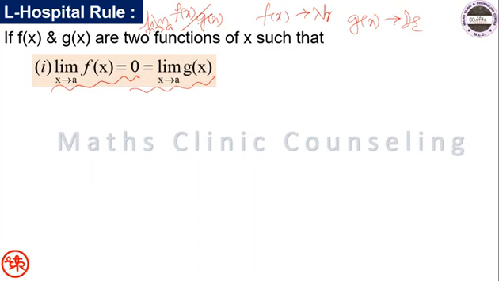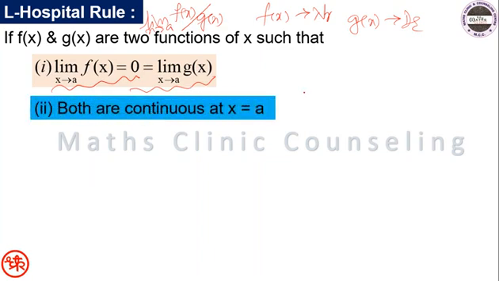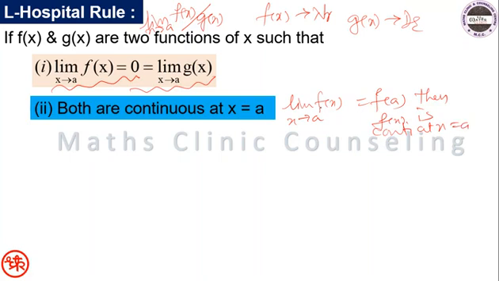The second condition is that both functions f of x and g of x are continuous at x equal to a. What do you mean by continuity? That is, limit of f of x as x tends to a is equal to the value of the function at x equal to a. Then f of x is continuous at x equal to a. This is the definition of continuity you have studied in 11th or 12th standard. So both are continuous.